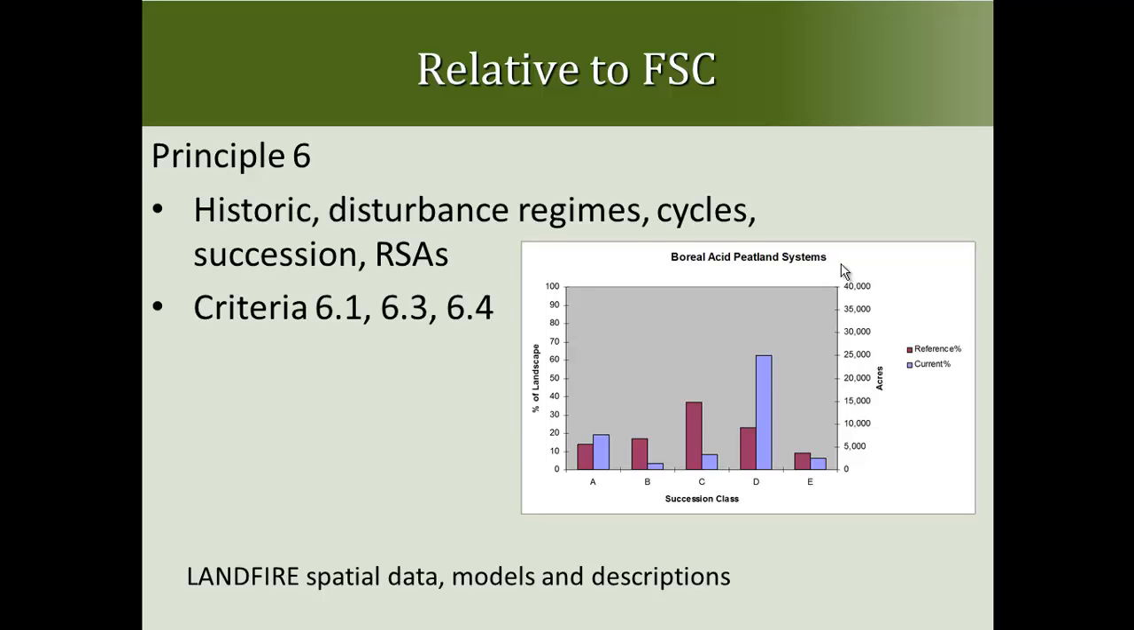For the eastern upper peninsula of Michigan, you'll see what we did with the boreal acidic peatland systems. Here we simply compared the reference versus current percentage of the succession classes for that ecosystem to give us context and background and to help us consider where we may take management in the future.